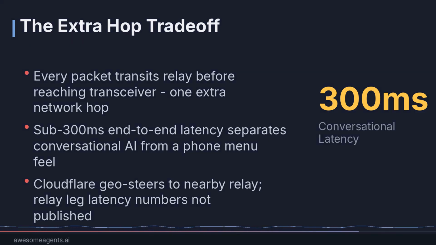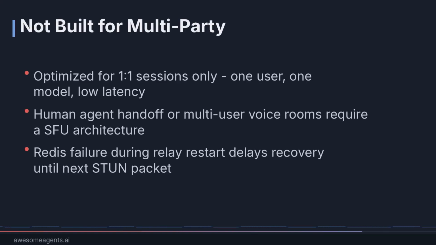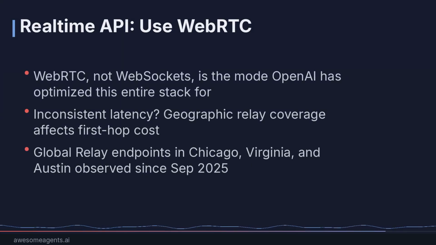What does this architecture not handle well? Multi-party. If you want a human agent to join a live session, or multiple users in the same voice room, this pattern isn't built for that. It's one user, one model, low latency. So the practical takeaway for developers building on the real-time API today? Use WebRTC, not WebSockets. OpenAI has specifically optimized this entire infrastructure stack for WebRTC. If you're seeing inconsistent latency, geographic relay coverage is part of what determines your first hop cost.